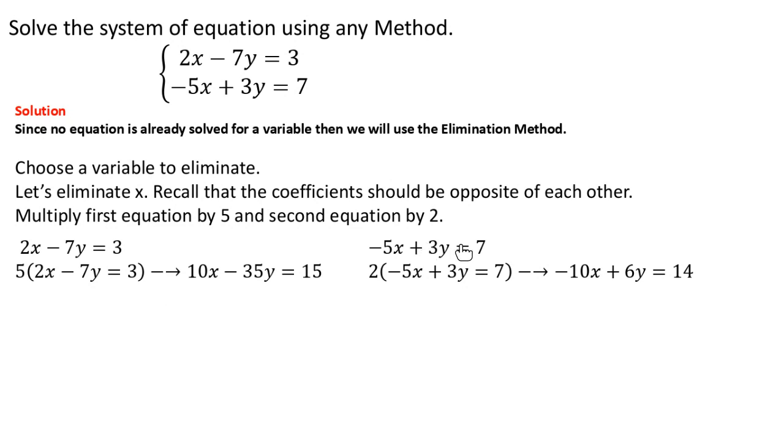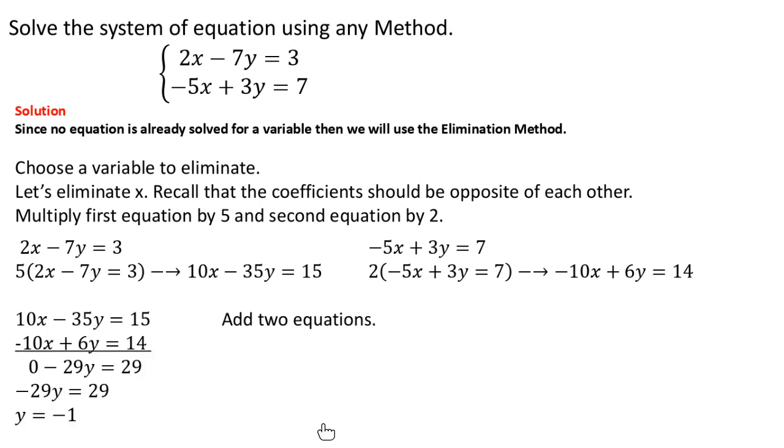All right, let's do the second equation. The second equation, we're multiplying by 2. So 2 times -5x gives me -10x. 2 times 3y is 6y. And 2 times 7 is 14. So now I have my two new equations: 10x minus 35y equals 15, and -10x plus 6y equals 14.